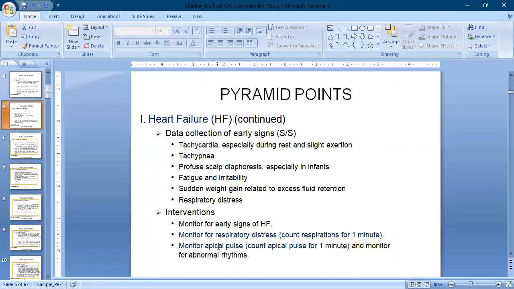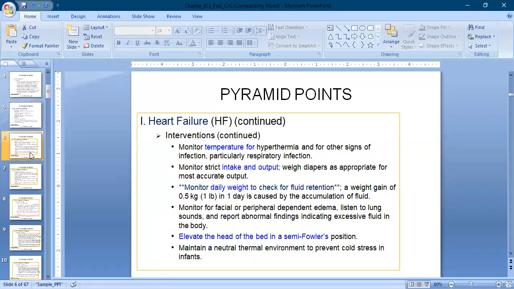The NCLEX board asks this question: apical pulse, how long do you have to count? 1 full minute, right? When we count the pulse over the wrist, it is called the radial pulse. The difference between the apical pulse and the radial pulse is called the pulse deficit, right?